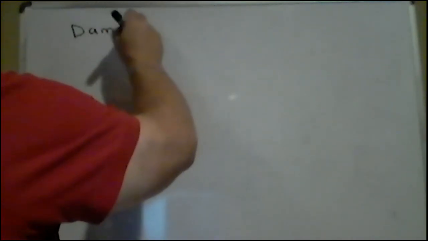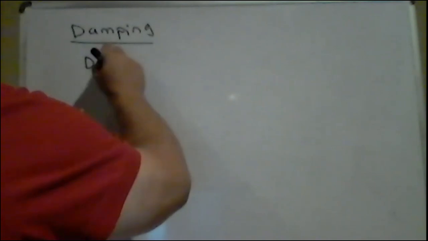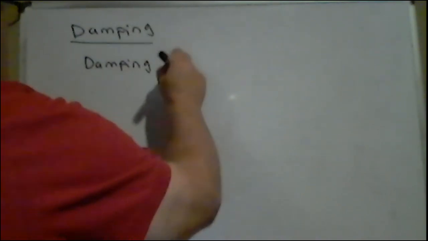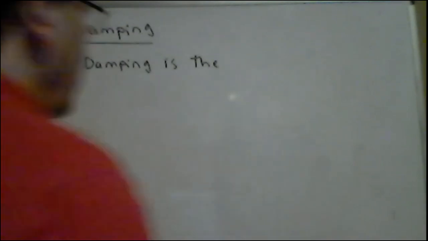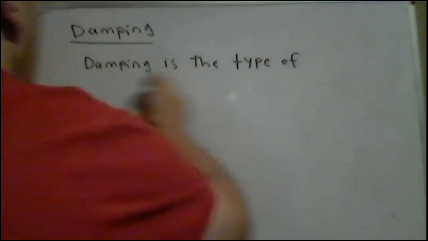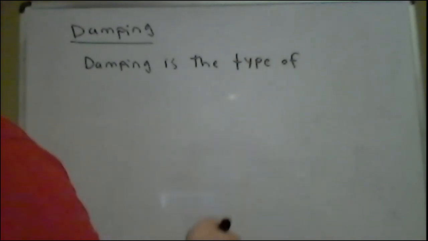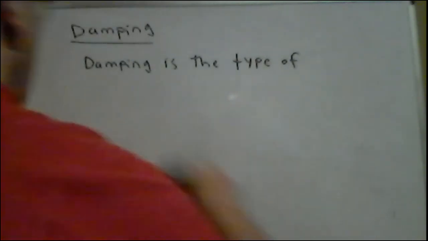So we want to actually model that. Now, that dying out of the spring is called damping. Damping is the type of friction in a spring. Again, we're talking about a new type of friction now. The only friction we've been talking about so far is sliding friction. Now we're going to talk about this kind of friction that's inside of a spring. It's called damping.